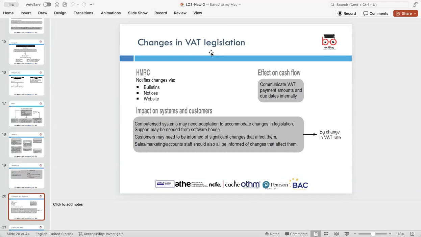Businesses must ensure that they communicate changes in VAT payment amounts and due dates internally to relevant departments. This may involve adopting a computerized system to accommodate legislative changes, which may require support from software providers. Additionally, businesses may need to inform customers of significant changes that affect them, such as changes in VAT rates. Sales, marketing, and accounting staff should also be kept informed of any changes that affect their roles.